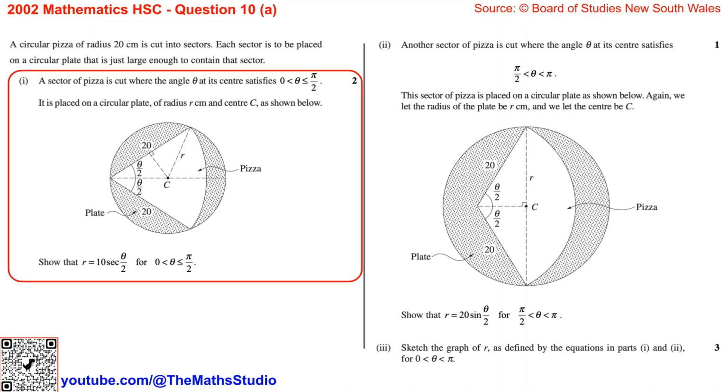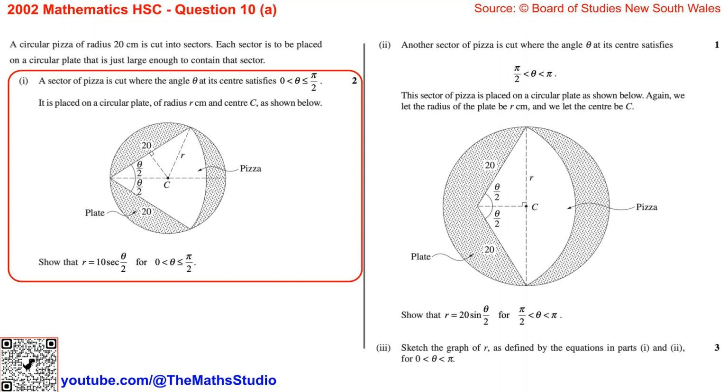Question 10, Part A. A circular pizza of radius 20 centimeters is cut into sectors. Each sector is to be placed on a circular plate that is just large enough to contain that sector. Part 1. A sector of pizza is cut where the angle theta at its center satisfies theta greater than 0 and less than or equal to pi over 2. It is placed on a circular plate of radius r centimeters and center C as shown below.